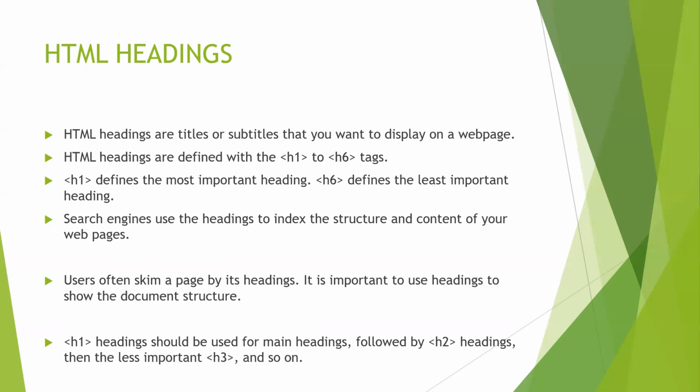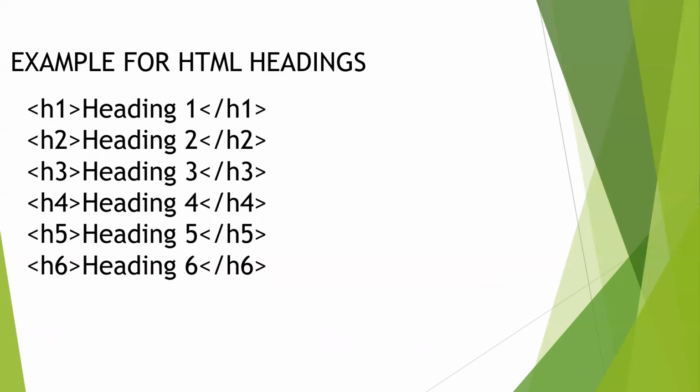Users often skim a page by its headings. It is important to use headings to show the document structure. H1 is used for main headings, followed by H2, and so on, where H6 is the least important. Example for the HTML headings are H1, heading 1, and we also have the closing tag, which is forward slash H1.